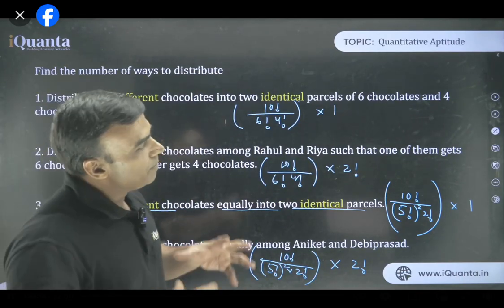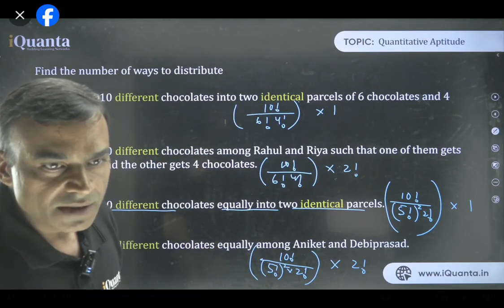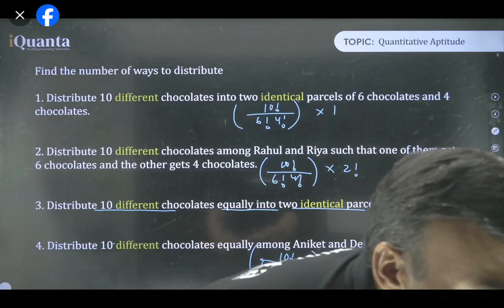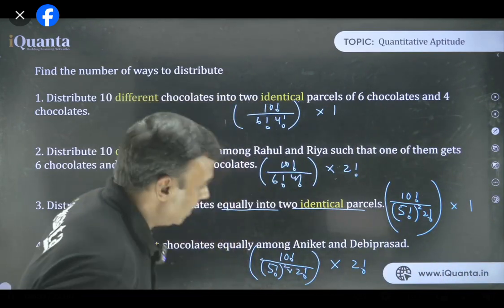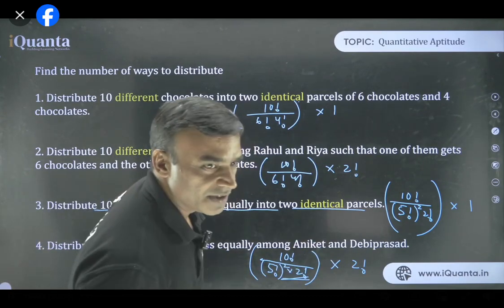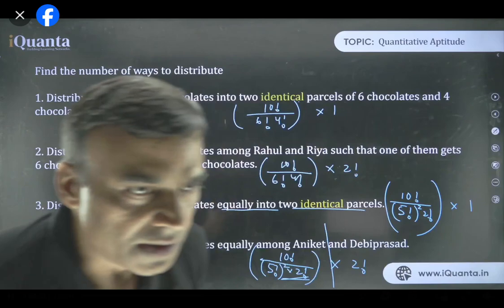Okay. So I took a bigger number so that we could see different situations. Yeah, Aryan, 7c5 into 5 factorial, you have to do that. But yeah, in the last one it is equally divided, therefore the 2 in the denominator. Yes, absolutely. Satya, this is for equal grouping. This 2 factorial is for equal grouping. It has nothing to do with Devi Prasad or Aniket. That is a different matter altogether. Very good. So I think now everyone should be clear.